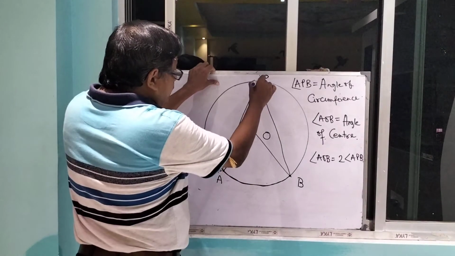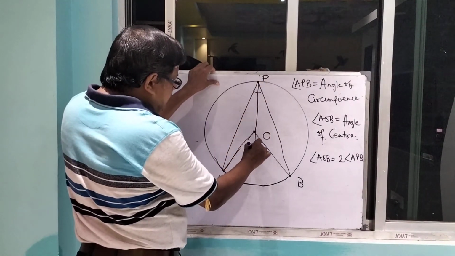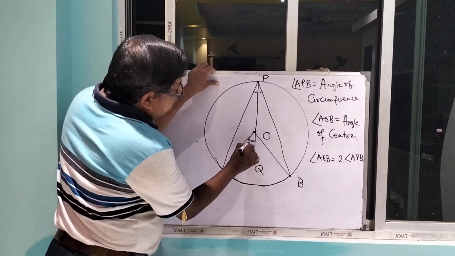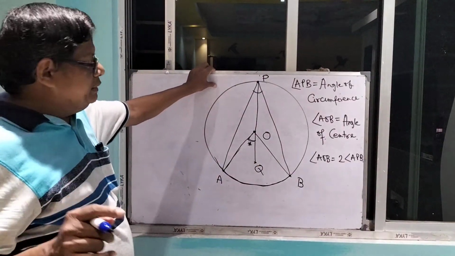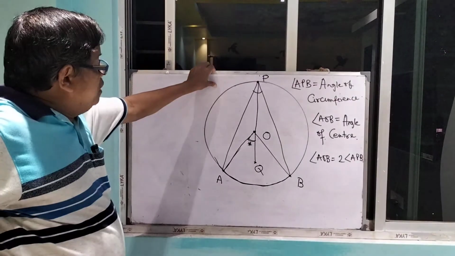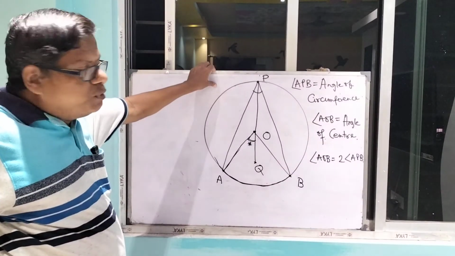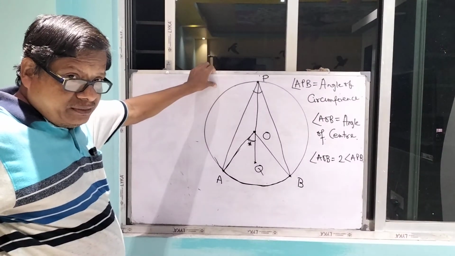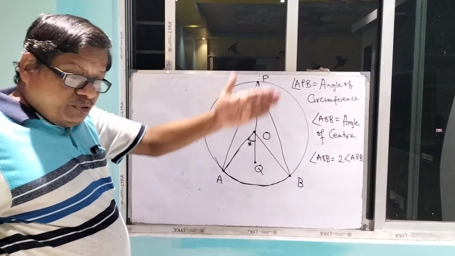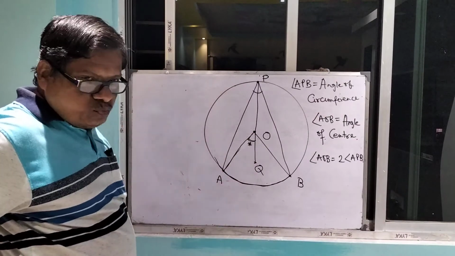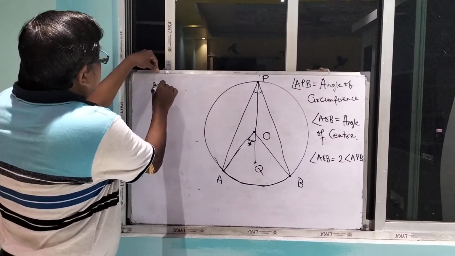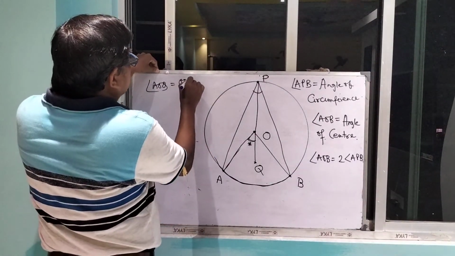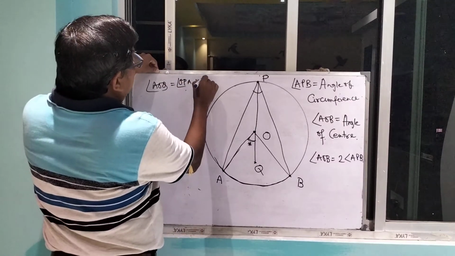Join PO and extend it up to, suppose, Q. Obviously, look here, the exterior angle of a triangle, as all of you know, is always equal to the sum of the two opposite interior angles. This is the class 8 syllabus. So AOQ equals OPA plus OAP.